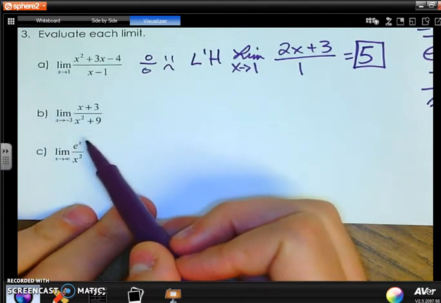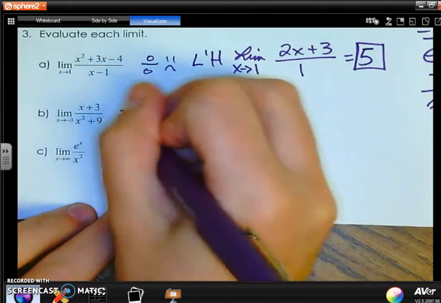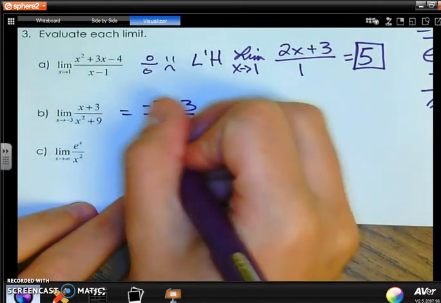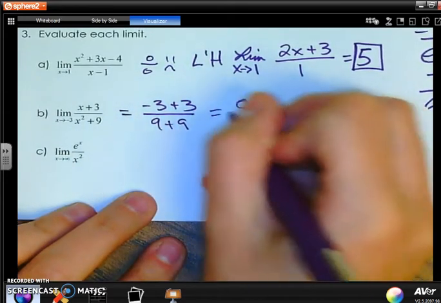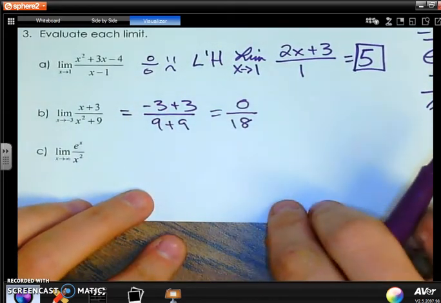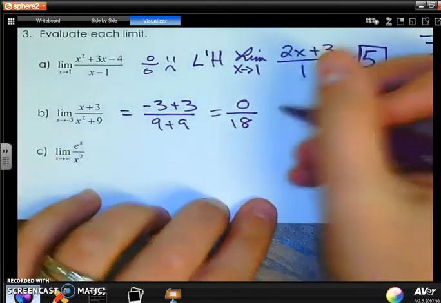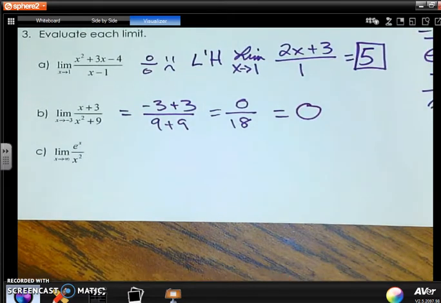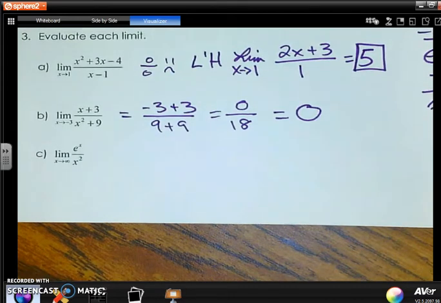All right, very similar with this one. Again, you always try to plug in first. So when you go to plug in here, you get negative 3 plus 3 over negative 3 squared is 9 plus 9, and you get 0 divided by 18. This is not an indeterminate form. 0 divided by 18 equals 0. You're done. Don't get drunk on L'Hopital's and try to use L'Hopital's where you can't. You can only use L'Hopital's when it's an indeterminate form. That is not indeterminate. It's 0 divided by a number. Indeterminate form is 0 over 0, infinity over infinity, but not 0 divided by a number. Okay, so there we go on that one.